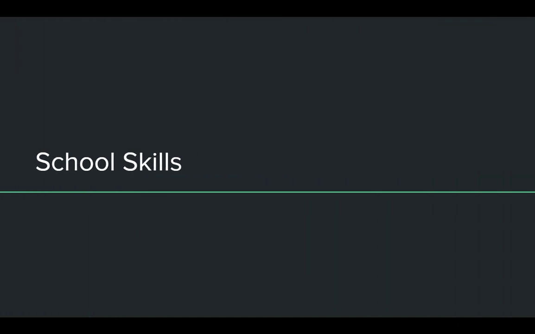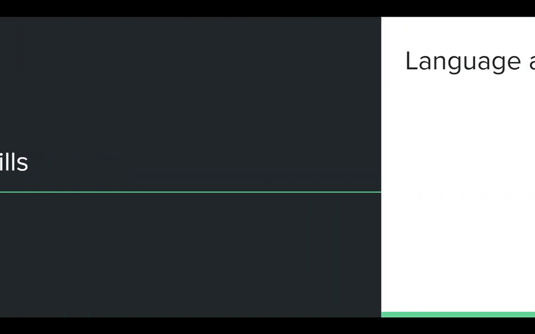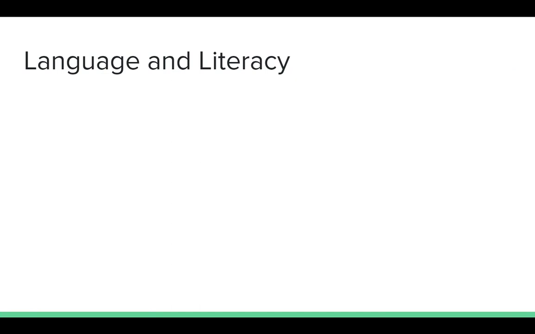So now we're going to go into school skills. Language and literacy. We're going to start with vocabulary and grammar. By age 6, children have a vocabulary of about 10,000 words. By 7 to 9 years old, children realize that words can have different meanings.